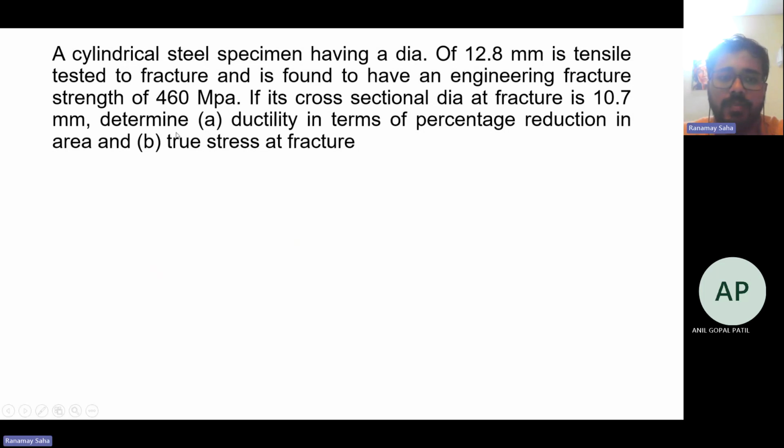The true stress is a more practical parameter to find the stress acting on a material, but it is difficult to find directly. So we always find the engineering stress, and based on some formulation, we find the true stress. So try to solve this question. I'll show the solution in a little while.